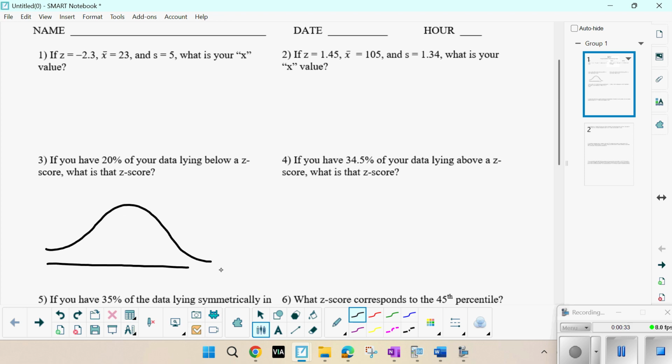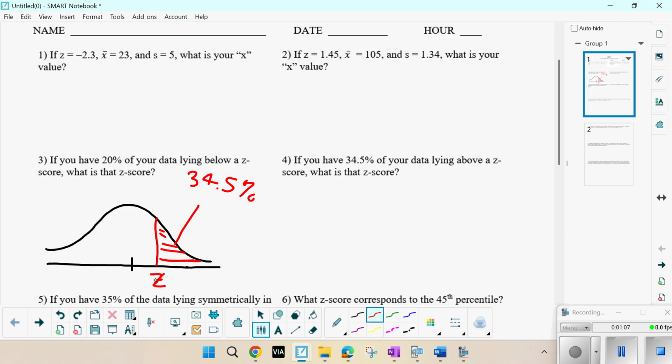So here's our normal curve. And then it says 34.5% of your data lying above the z-score. What is the z-score? Well, if it is above, we know it's going to be on this side, and it says above, so that is going to be shaded in this direction. So this is the 34.5%. Now our question is, what is that actual z-score that goes with it? What is our z-score right here?